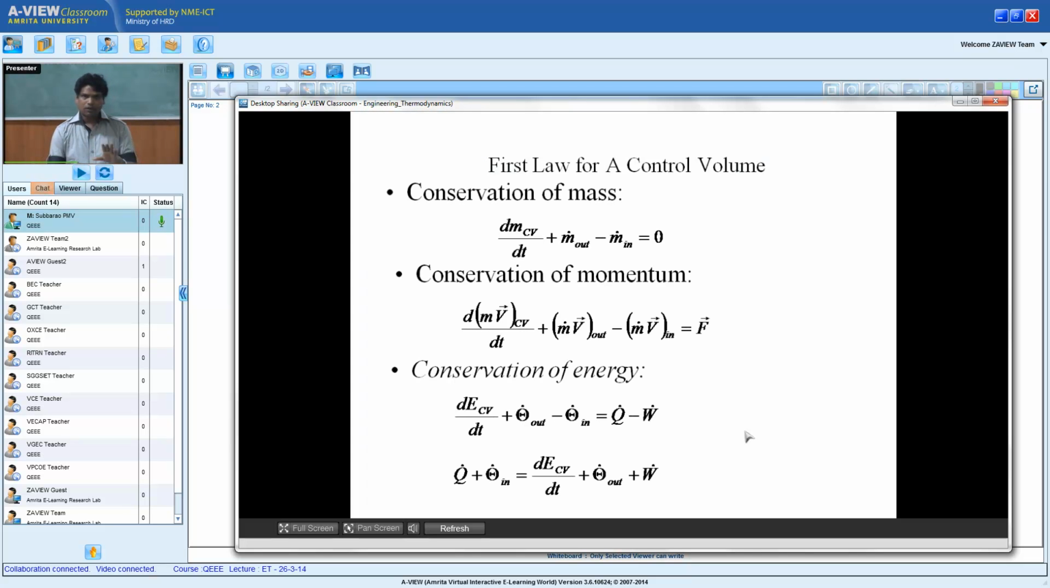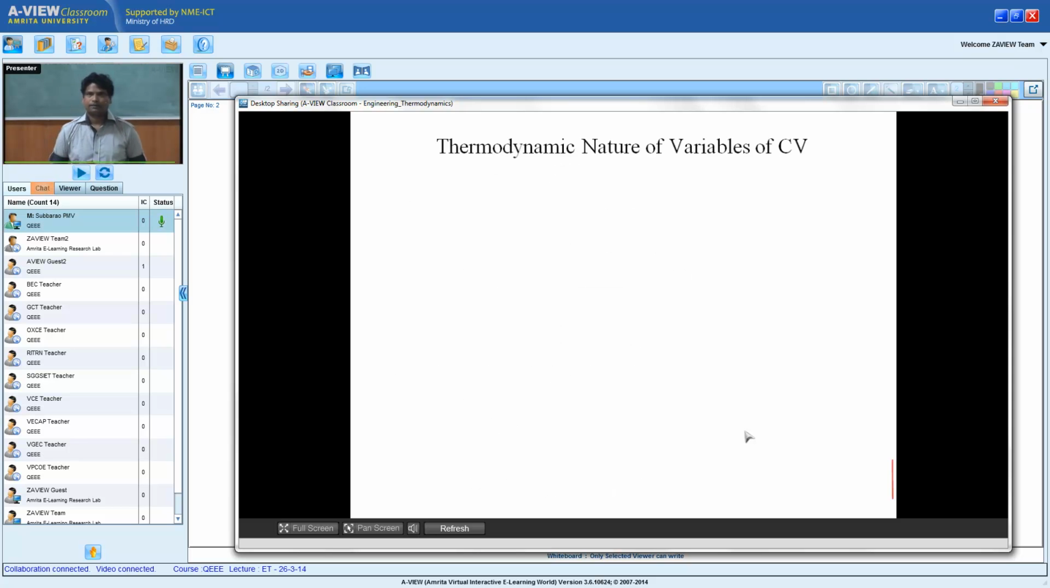Okay, I am trying to consolidate this from the engineering perspective: the thermodynamic nature of variables in a control volume, and generally how the control volume behaves. The incoming and outgoing mass flow rates are steady. In thermodynamics, we always consider that m dot in will not vary with time, and m dot out will not vary with time. If they are varying with time, you cannot solve using thermodynamics. You need to know fluid mechanics, or even higher order fluid mechanics.